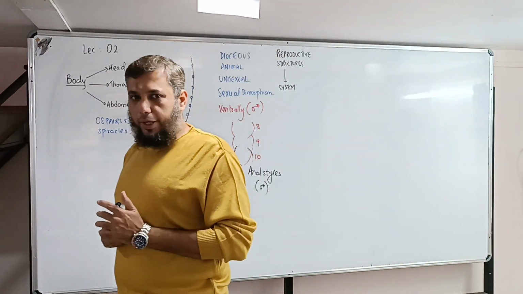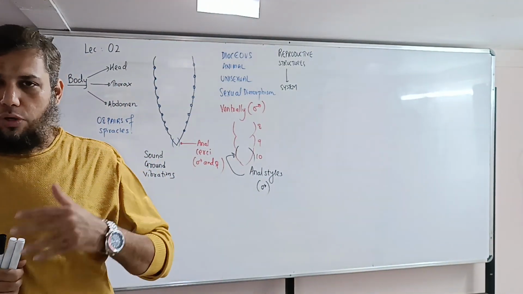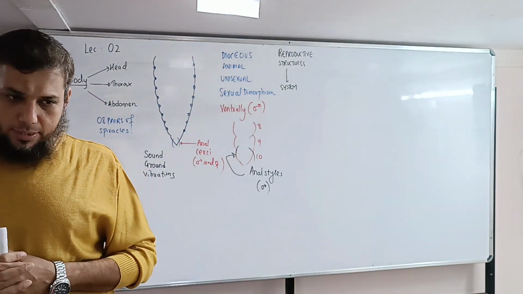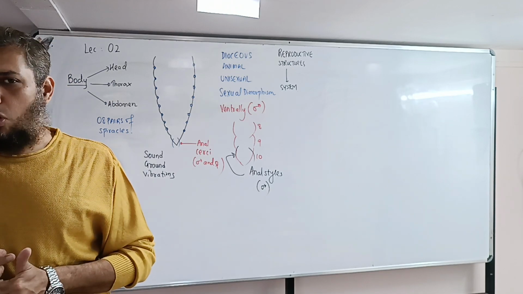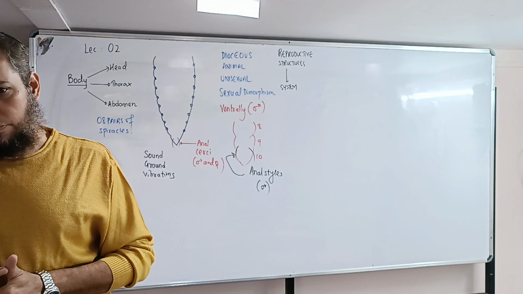So with this we have completed the external structure of Periplaneta americana. If I want to revise it quickly, I'll start like this: that the cockroach is reddish brown in color, you have to give me yes or no.